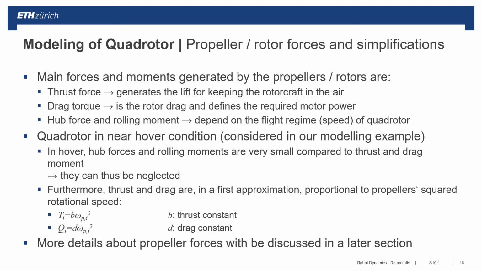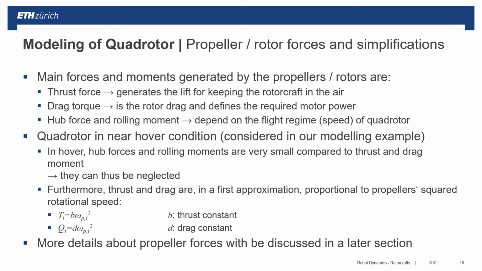Typically, we have four forces or moments generated by a propeller of a rotorcraft. The thrust force is the force which generates the lift to keep the rotorcraft in the air. The drag torque is the rotor drag and defines the required motor power to keep the rotorcraft in the air. Additionally, we have the hub force and rolling moment. They depend on the flight regime, mainly on the forward speed of the quadrotor.